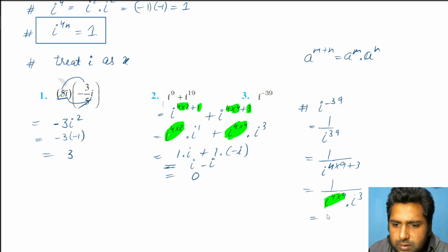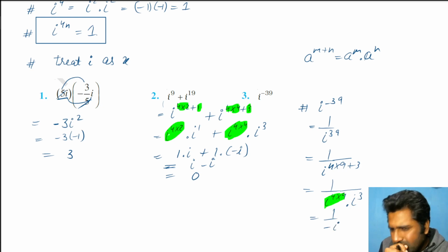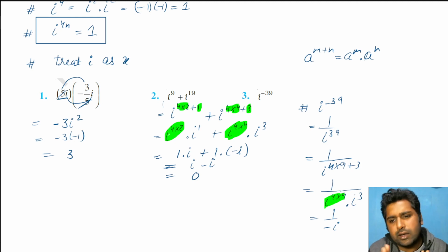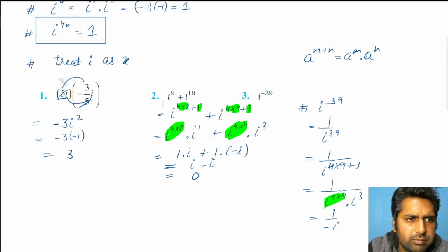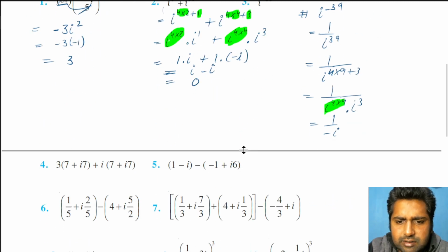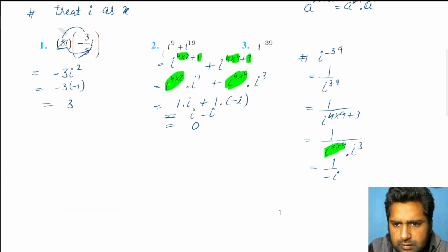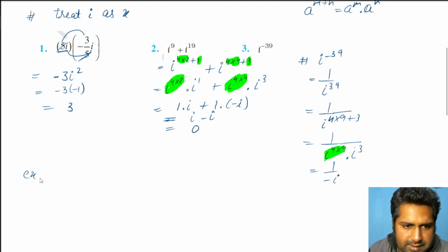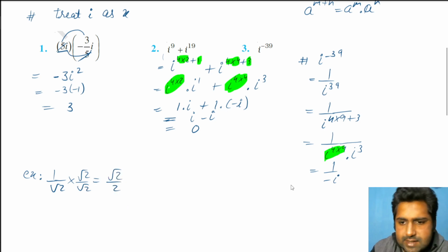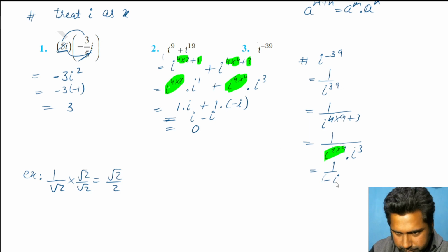And what is i cube? That's minus iota. Now if you understand what is iota, it is square root of minus 1. And something you should know from the basics of mathematics, that we never leave square root in the denominator. So suppose for example you get 1 upon root 2, how do you deal with that? You rationalize this, multiply with root 2, so you'll get root 2 by 2.